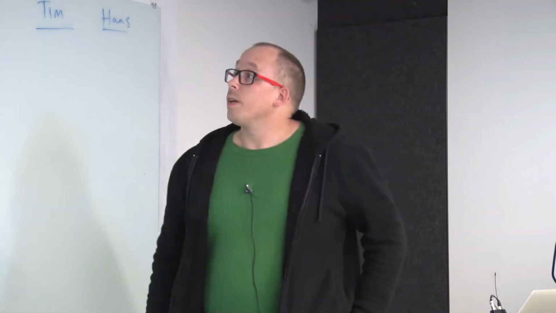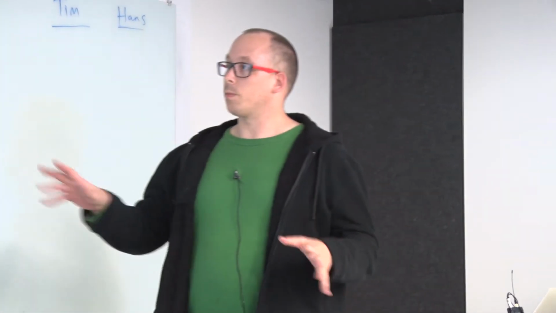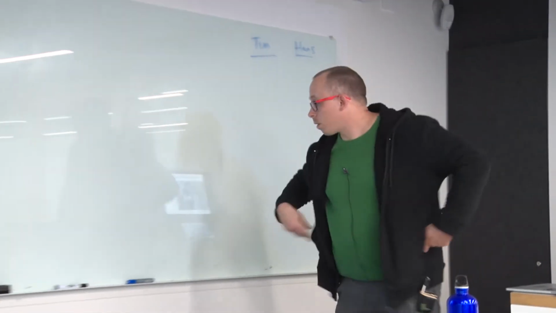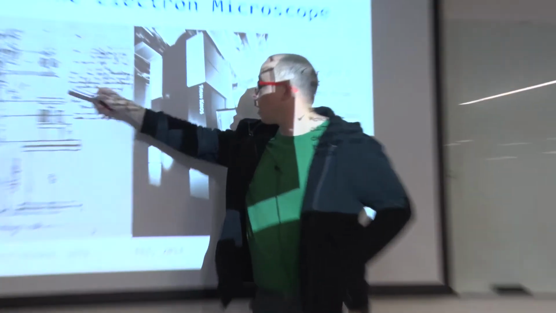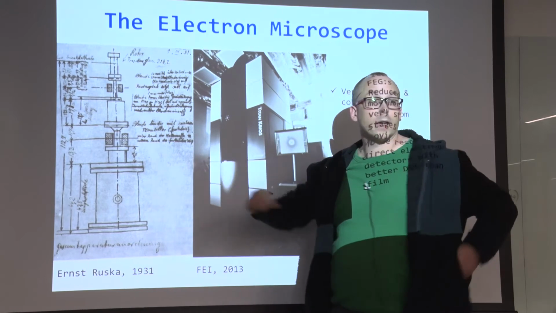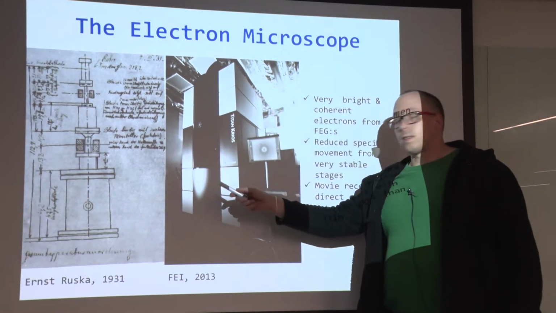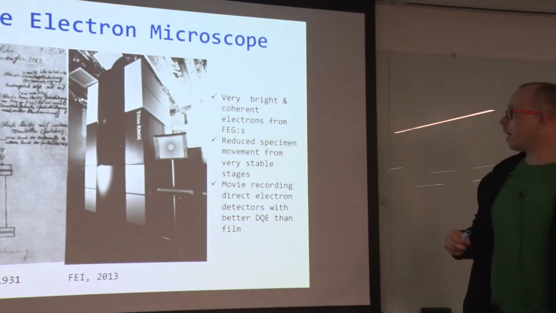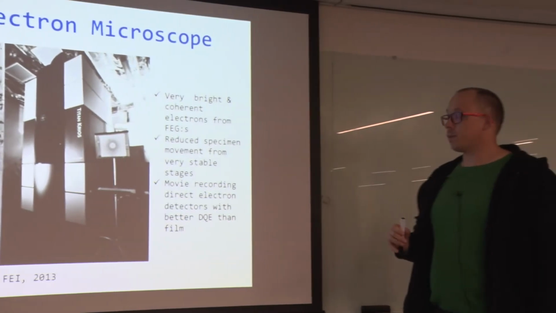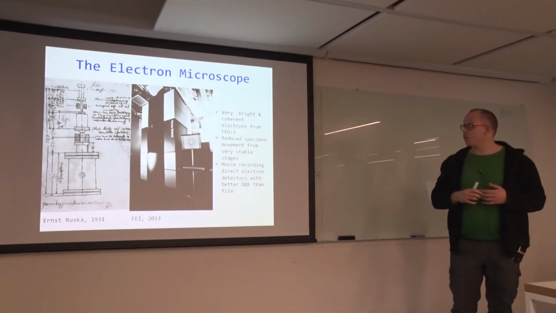Ernst Ruska invented the electron microscope, and his construction is very similar in principle to the electron microscopes that we are using today. We have a condenser lens system that is focusing the electrons onto the specimen, and then we have an objective lens system that is creating a magnified image of the specimen. In Ruska's times, you collected your images on image plates. Today we have very bright and coherent electrons from field emission guns. It's the brightest electron source in the known universe.